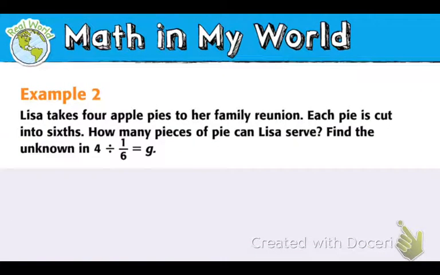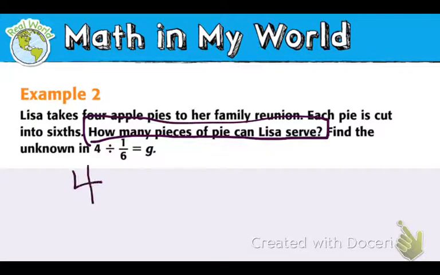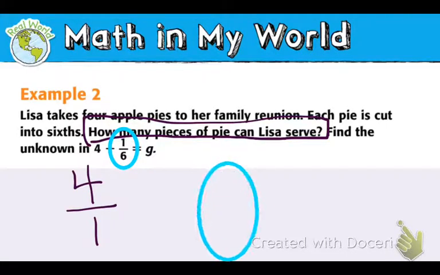All right, Bobcats. Example 2, Lisa takes 4 apple pies. Apple pie is my personal favorite. To her family reunion. Each pie is cut into sixths. How many pieces of pie can Lisa serve? I need to find the unknown, which is G. Well, how many pie pieces can she serve? Well, step 1, go ahead and change that whole number into a fraction by putting it over 1. Step 2 is I need to take the fraction on the right and do the reciprocal. The reciprocal is where the 6 becomes the number on top and the 1 becomes the denominator.